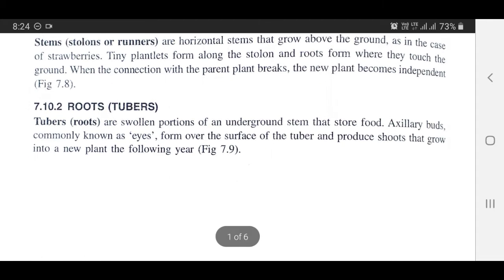Now second is root tubers. Tuberous roots are swollen portions of an underground stem that store food. Axillary buds, commonly known as eyes, form over the surface of the tuber and produce shoots that grow into a new plant the following year.